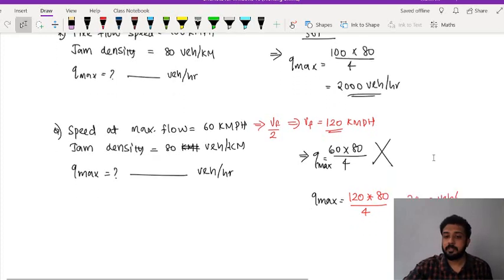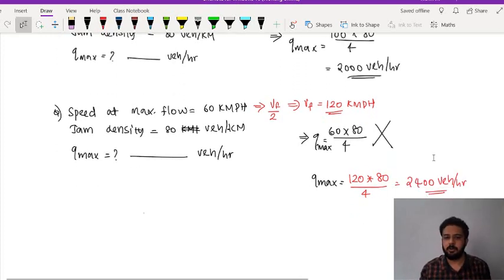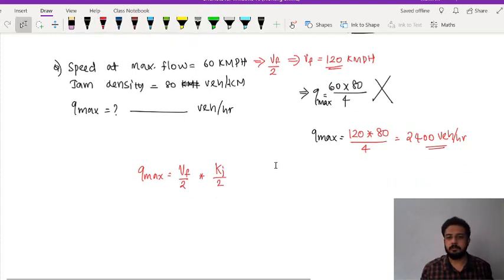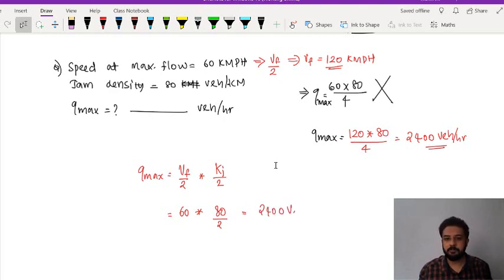Correct? Now see, simply, or what you can do, we know Qmax is equal to speed at maximum flow into density at maximum flow, right? So speed at maximum flow is Vf by 2, density at maximum flow is Kj by 2. Simply I can put Vf by 2 is nothing but 60, and Kj by 2 is 80 divided by 2. And also we are going to get the same answer, 2400 vehicles per hour.